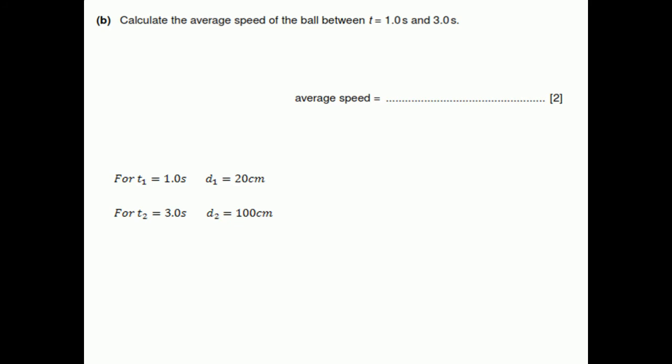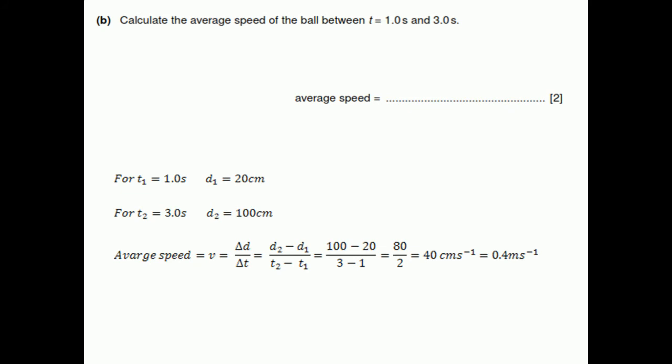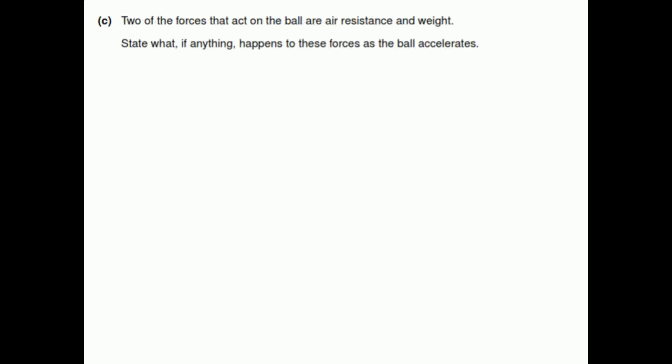Now, as we know, the speed is change in distance with respect to time. So, therefore, d2 minus d1 divided by t2 minus t1. So, 100 minus 20 divided by 3 minus 1 is equal to 80 divided by 2, which comes out to be 40 centimeters per second. If we want to convert centimeters into meters, 40 divided by 100 comes out to be 0.4 meters per second.